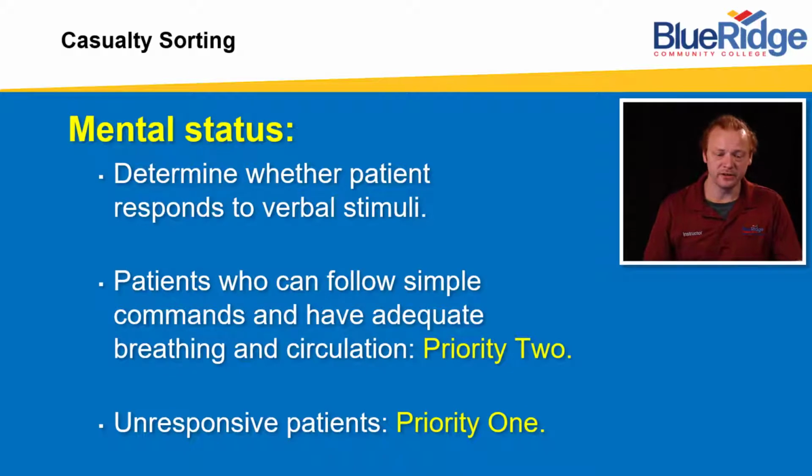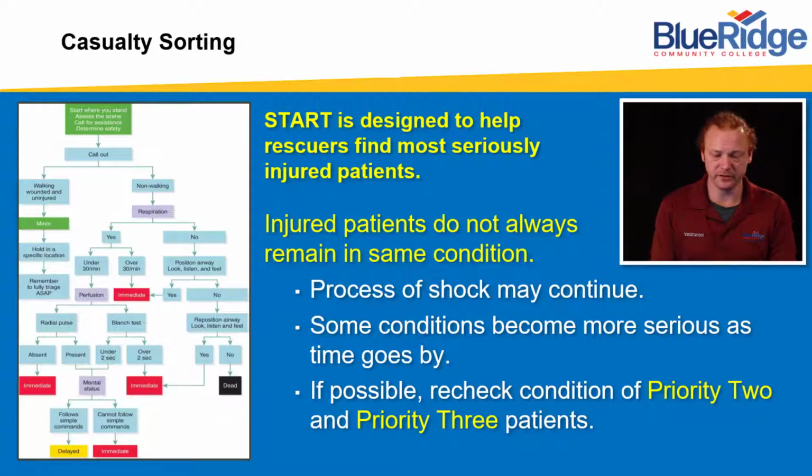For mental status, ask them to open their eyes. Determine whether the patient responds to verbal stimuli. Patients who can follow simple commands, have adequate breathing and adequate circulation are tagged as a priority 2 or delayed. Tag unresponsive patients who are breathing with a pulse as an immediate or a red tag. So the START triage system is designed to help rescuers find the most seriously injured patients first. As more rescuers arrive, patients will be re-triaged for further evaluation, treatment, stabilization, and transport.